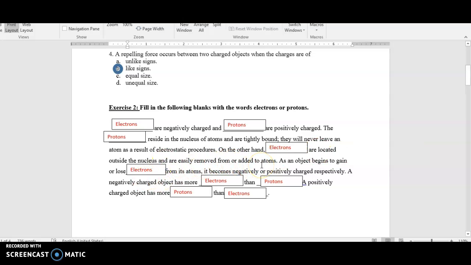added to atoms. As an object begins to gain or lose electrons from its atoms, it becomes charged. So if it gains, it becomes negatively charged, and if it loses, it becomes positively charged, respectively. A negatively charged object has more electrons than protons, and a positively charged object has more protons than electrons.